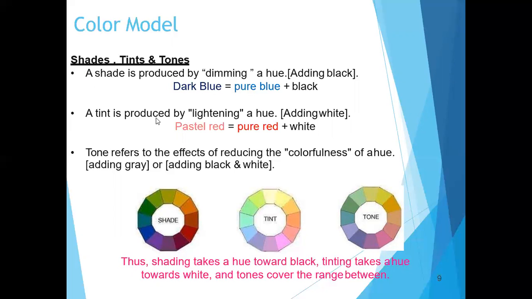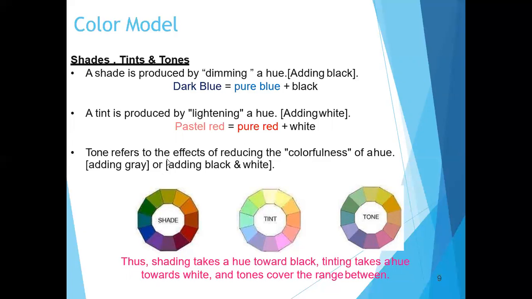What is a tint? Tint is produced by lightening the frequency, right? So what does lightening mean? We will add white so that I can lighten the color. Say, for example, I have pure red color. I will add white color to it, so I will get a pastel red color, right? So tint is nothing but lightening. As you can see from the figure, shading is making a color dark, and tinting is making a color light. So how do you make it light? By adding white color, you will get a tint.